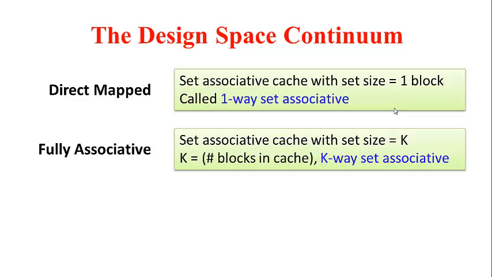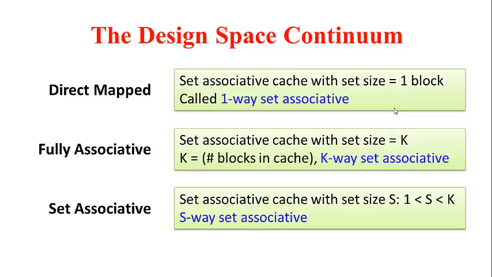And the set associative cache we looked at is something with a set size in between 1 and k, and this would be called an S-way set associative cache, where the set size in terms of number of blocks is S. Well, isn't that a neat way of putting together these apparently different looking designs in the same perspective? I told you memory system has several appealing things in its design, and this is one of them.